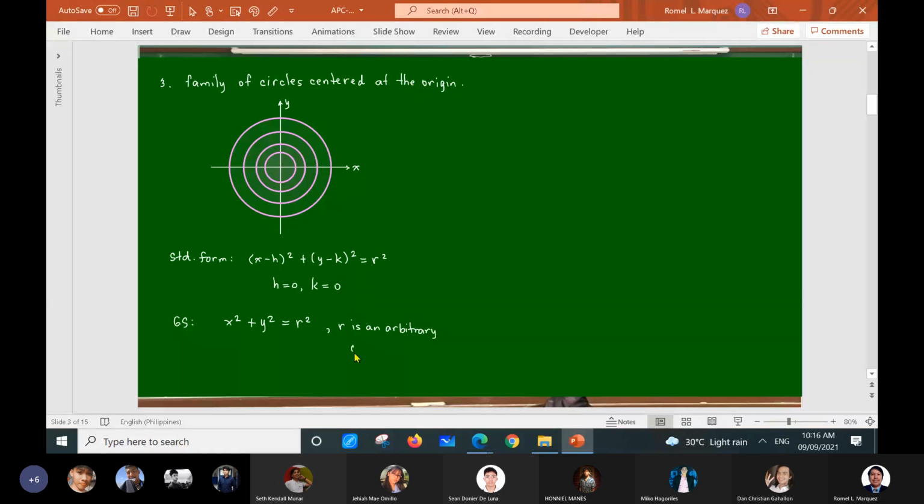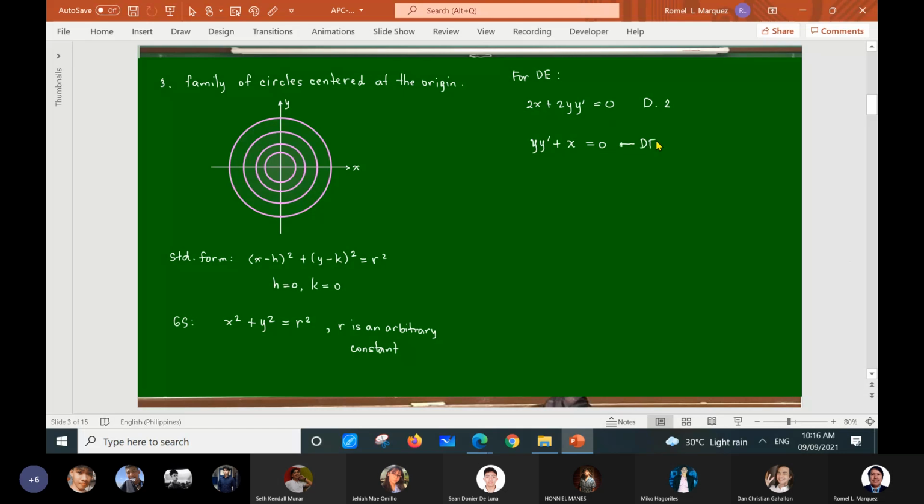How many times are we going to differentiate? Once only. So for the DE, differentiate once: 2x plus 2y y prime. What about the right side? 0. Do I still have the arbitrary constant r? No. So all we have to do is simplify. Divide by 2 to get y y prime plus x equals 0. This is the DE.